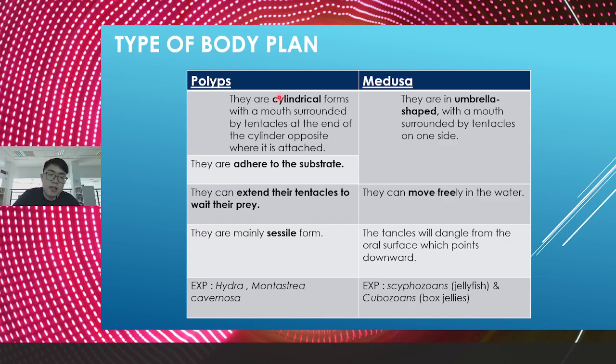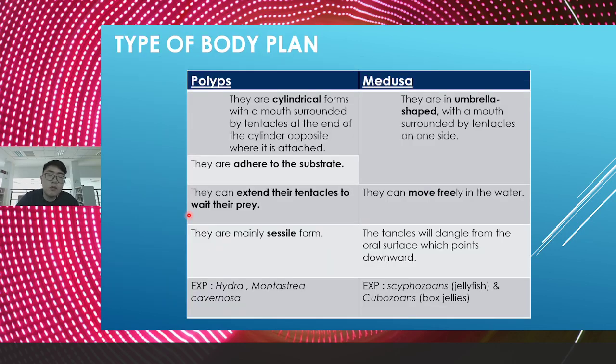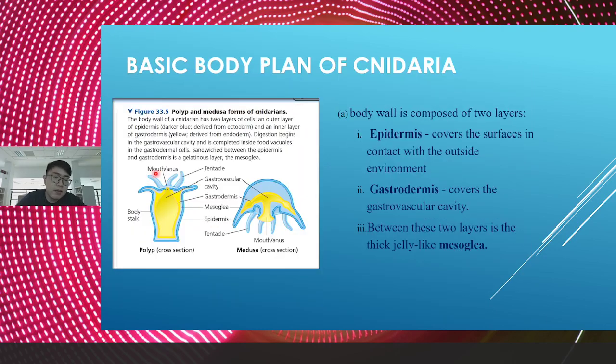Okay. Next, the last part is about the body type of polyp. If you see this kind of picture, you can see polyps are like that. And medusa is umbrella shaped, but polyp is not umbrella shaped. So what is the difference between them? Polyps are cylindrical forms with a mouth surrounded by tentacles at the end of the cylinder opposite where it is attached. So polyps are cylinder shaped. Definitely cylinder shaped, right?